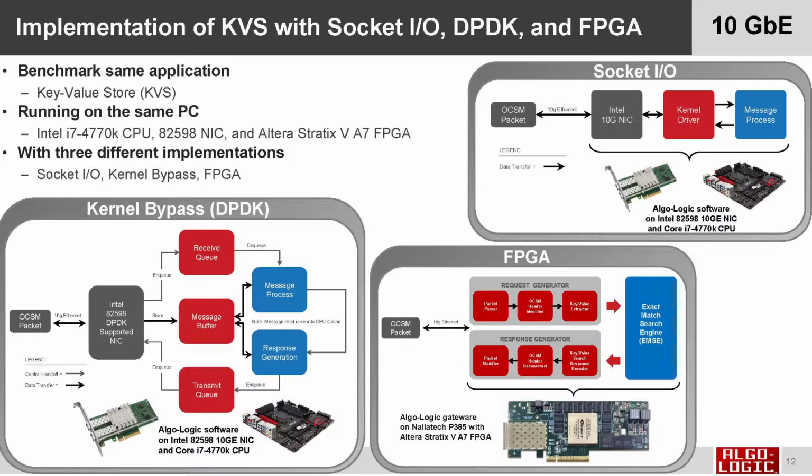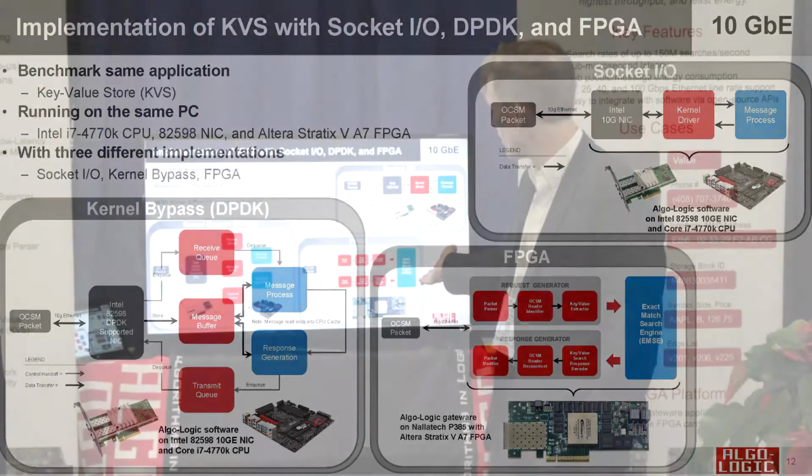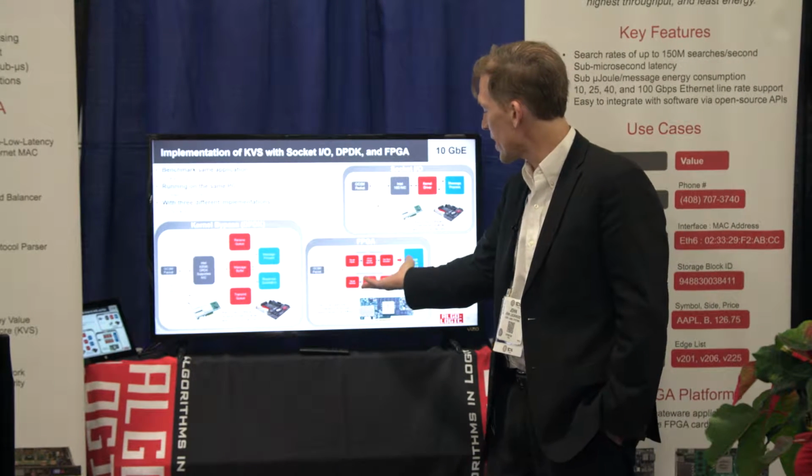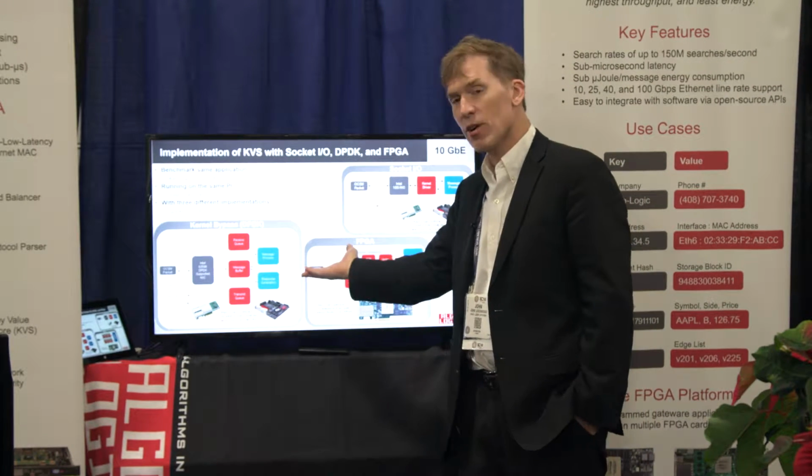The FPGA takes a different approach. On the FPGA, we can offload this entire key value store application into the logic on the FPGA. In this case, packets come in, we parse the packets, we decode the headers, we perform the key value extraction, and we go to our search engine to resolve the key value pair. We package that back up into a packet and send it back out over Ethernet.